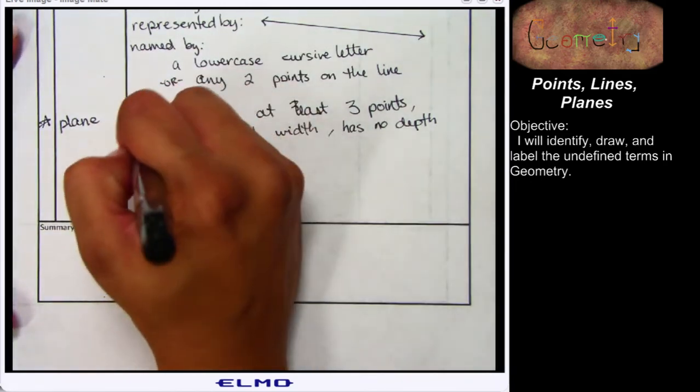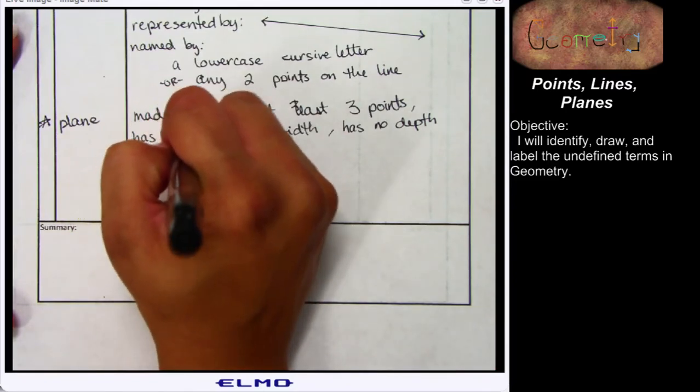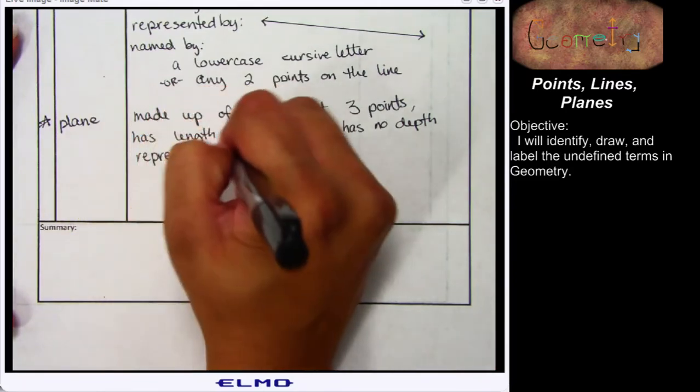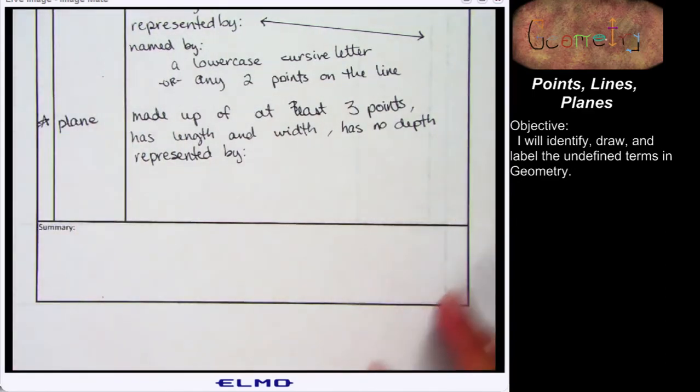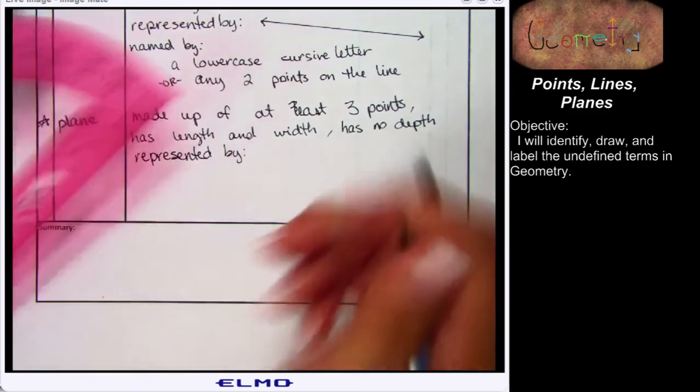Let's do a representation, because I'm going to have you draw some planes here in class as well. Get your handy-dandy straight edge. And I'd like you to draw something that kind of looks like your sheet of paper, but only slanted at an angle. Okay? Something like this.